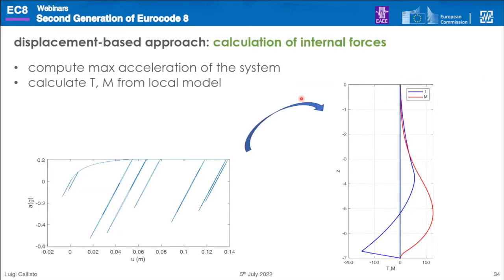A very last comment about this decoupled implementation of the displacement-based approach is that when we use this decoupling, the calculation of displacements does not give us directly the internal forces in the structure. So we have to go back to our calculation, take note of the maximum acceleration that is attained during the seismic motion. This is information that we have. In this case, it is again the critical acceleration. Go back to our local model to evaluate from that local model of the earth-retaining structure the distribution of the internal forces. And I think that is all on my part.